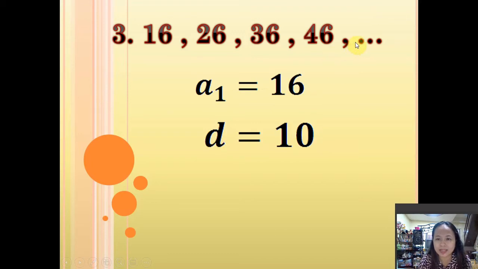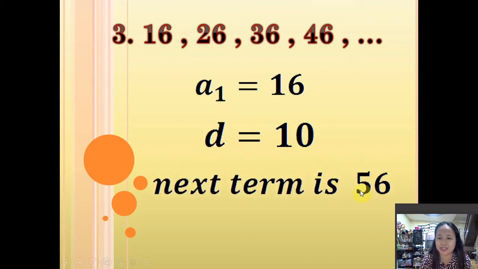Now, what do you think is our next term? So again, how to get the next term? We will add the common difference to each term to get the next term. So 46 plus 10 is equal to 56. Therefore, the next term is 56. Okay, we will go over to our sequence. 16 plus 10, it's 26. Plus 10, 36. And 36 plus 10 equals 46. And finally, 46 plus 10 is equal to 56. Okay, very good. So this is our next term of our particular sequence.